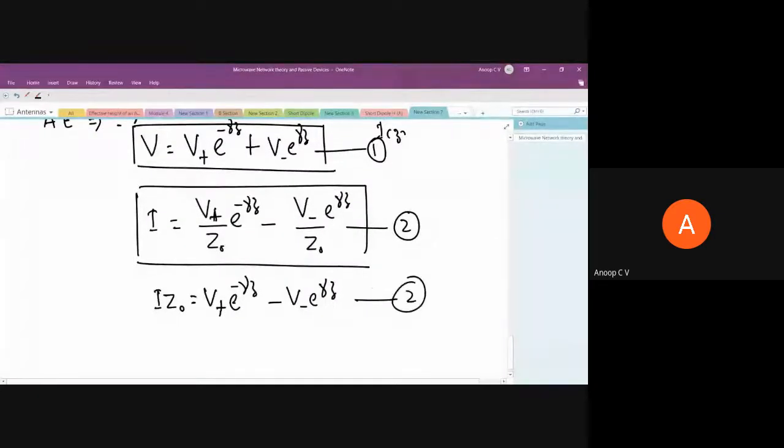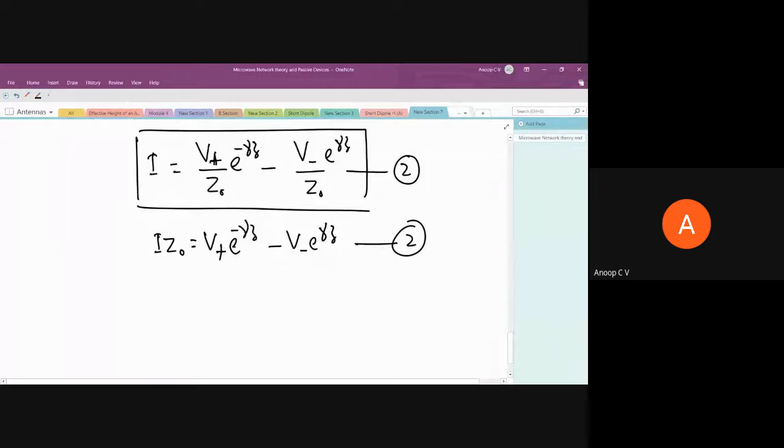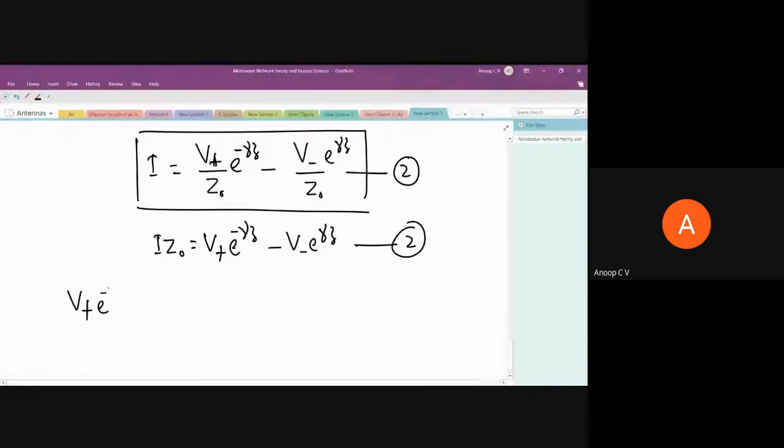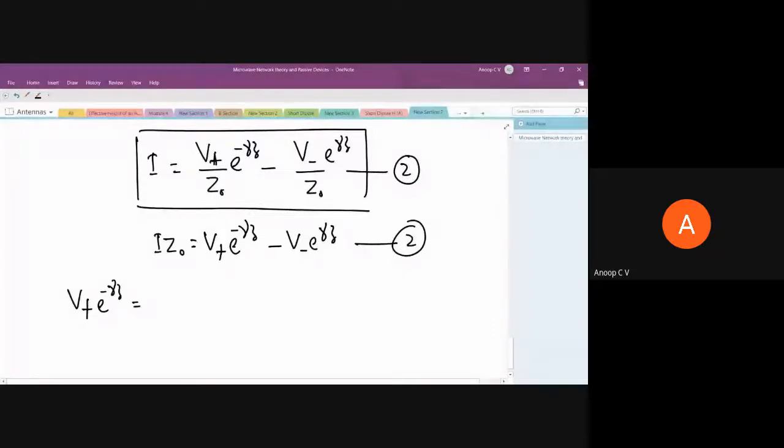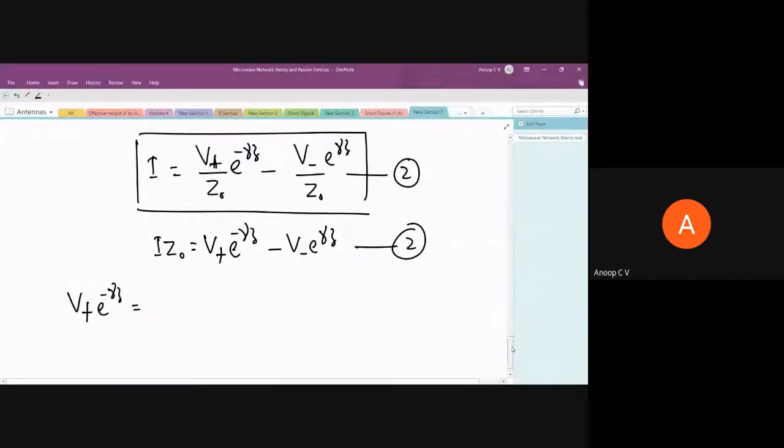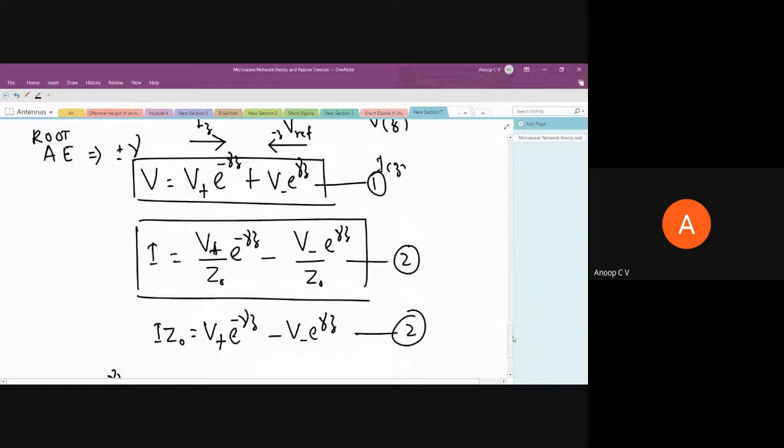So from 1 and 2, I need to find out what is V plus e power minus gamma z. How can I find out what is V plus e power minus gamma z? So I'll write here, maybe you can try it out. If you add 1 and 2, what will you get? V plus I z naught is equal to twice V plus e power minus gamma z, and the V minus e power gamma z term will get cancelled, right?